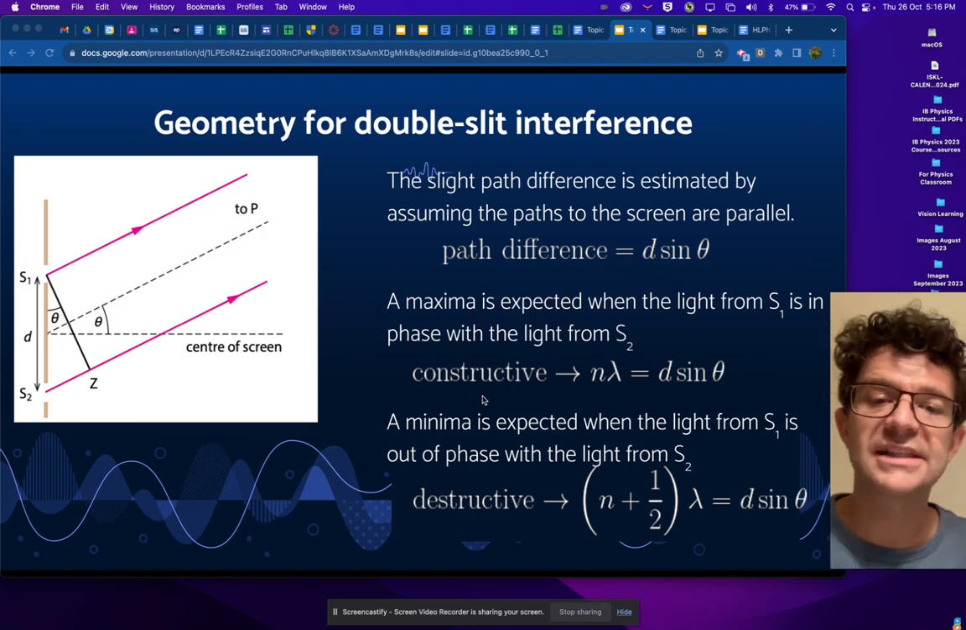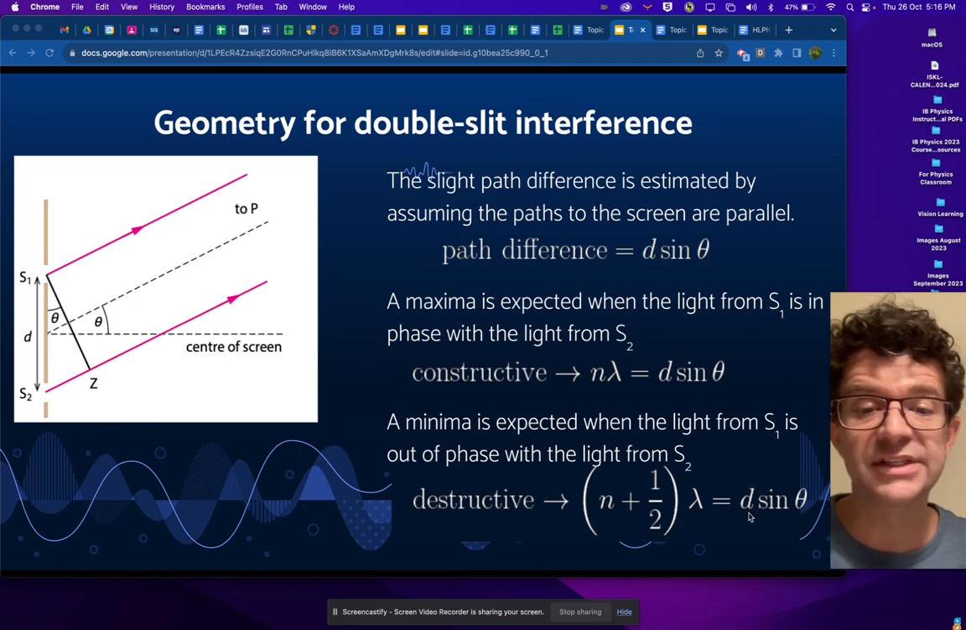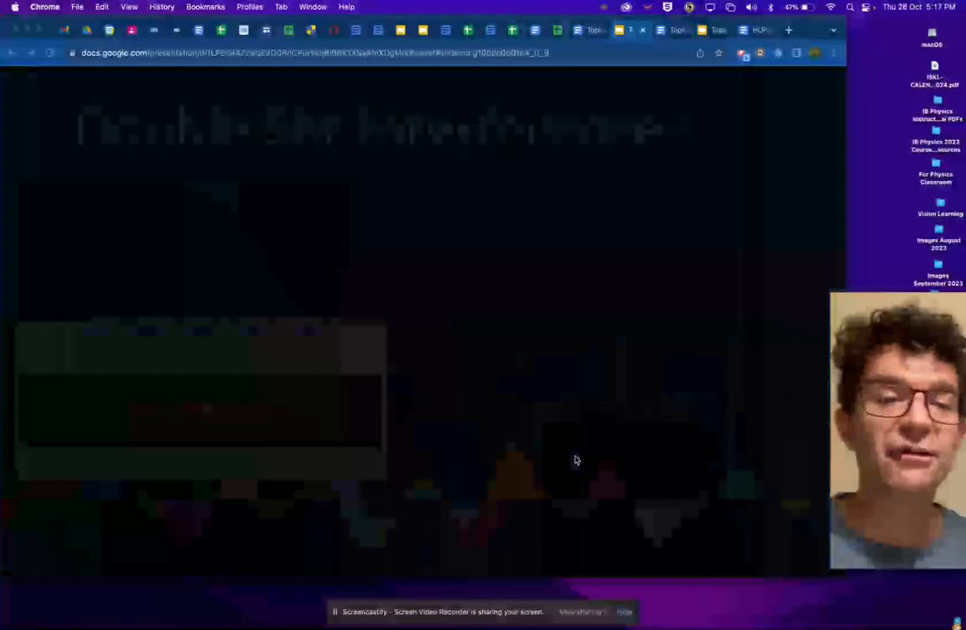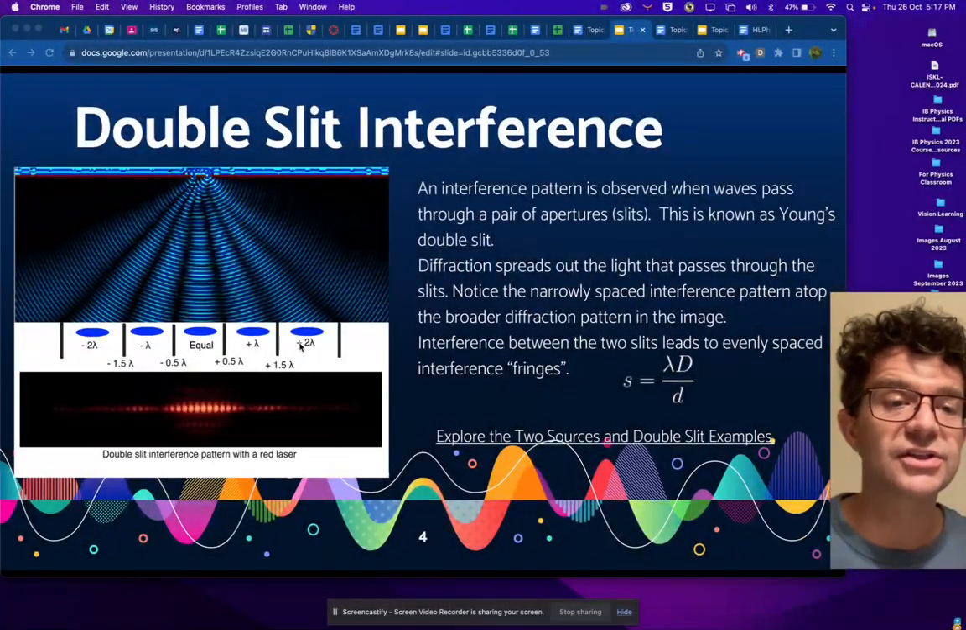Of course, the same argument can be used to find the minima. That's going to be where there is destructive interference, and the path length difference is not going to be an integer number of wavelengths. It's going to be a half integer. So half lambda equals d sine theta. 1.5 lambda equals d sine theta gives us the destructive locations. And of course, this is exactly the same as was described here.